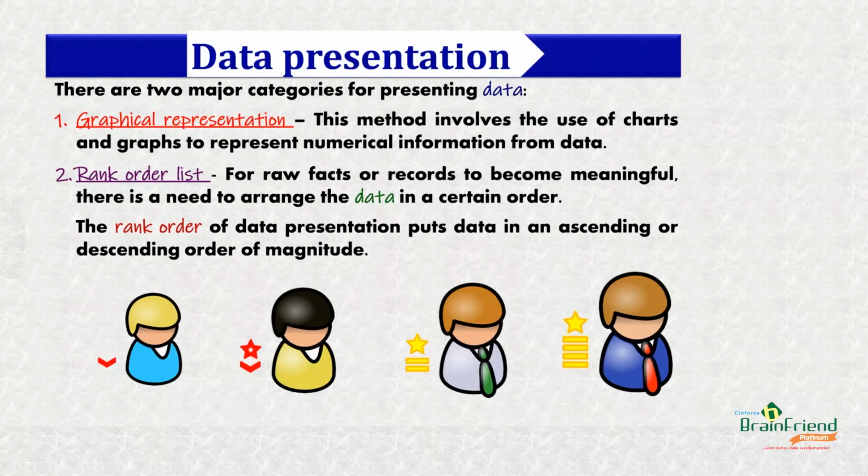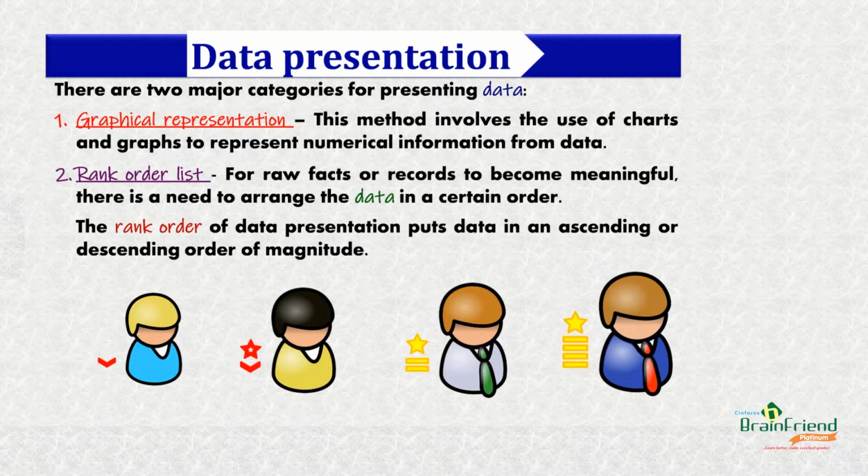Now, there are two major categories of presenting data. We have the graphical method and the rank order method. In the graphical method, we make use of graphs, charts, and so on. While in the rank order lists, data is presented in such a manner where it takes either an ascending order or a descending order.